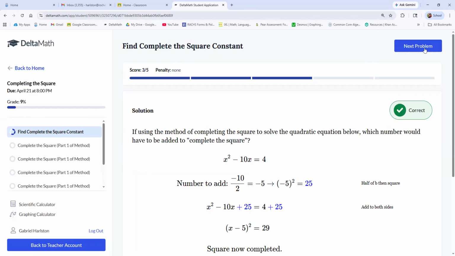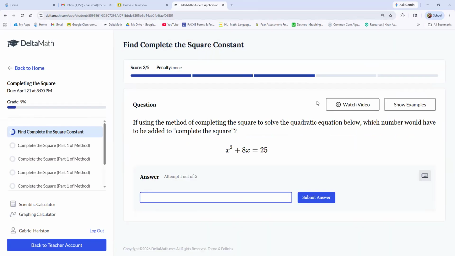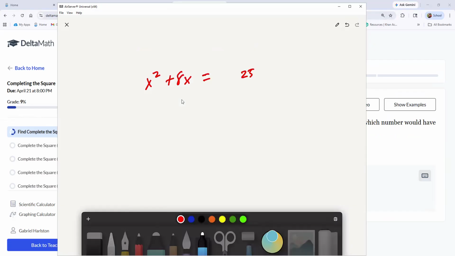Okay, let me do one more. All right, so we got x squared plus 8x equals 25. So let me go over to my iPad, and now all I'm going to do is take half of 8, that's going to be 4, and then I'm going to square this. So 4 squared is 16, so that is what I need to add to complete the square.